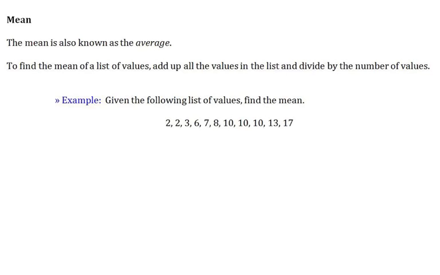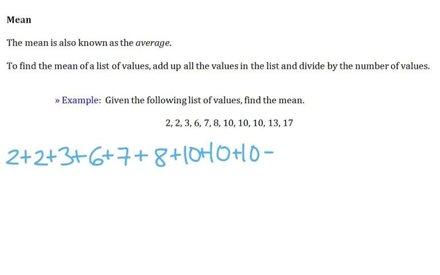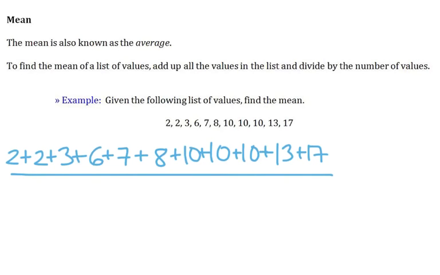That means I'll be adding 2 and 2 and 3 and 6 and 7 and 8 and 10 and 10 and 10 and 13 and 17. And hopefully you were busy while I was saying those numbers all out loud, counting up the number of numbers we had. Let's see, I think we had 1, 2, 3, 4, 5, 6, 7, 8, 9, 10, 11 numbers, so I'll divide by 11. And if we add up top, we should get 88.